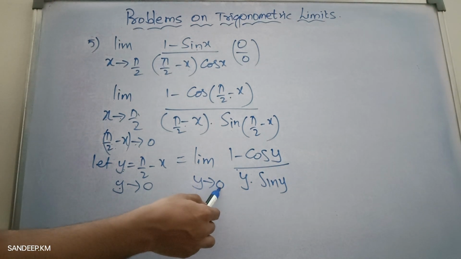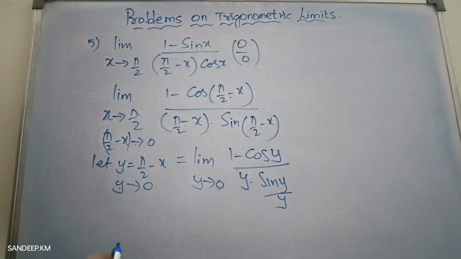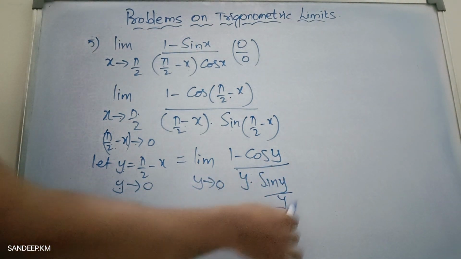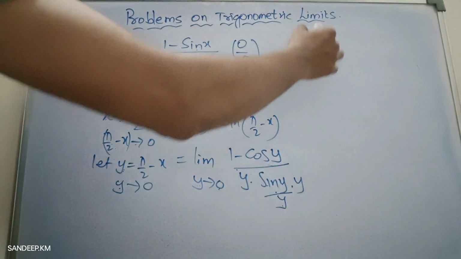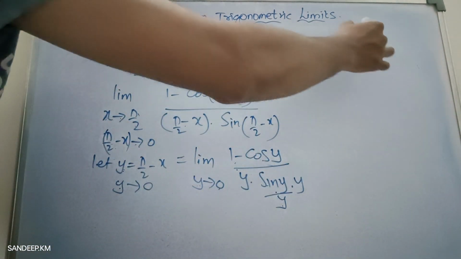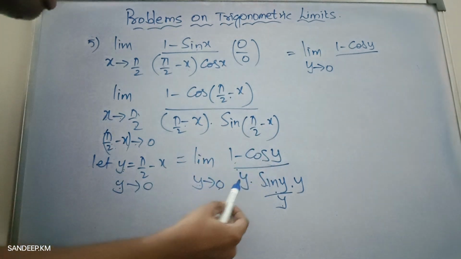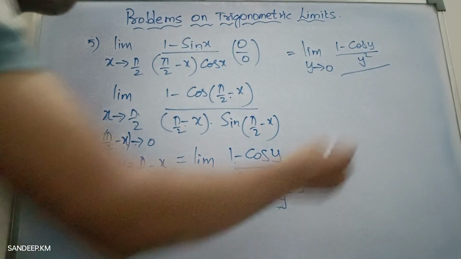When y approaches 0, if sin y is there, I would like to have y in the denominator. Why? Because this value will become 1 at this. So I divided with y, so I will also multiply with y. Next, dear students, the question becomes limit y approaches 0, 1 minus cos y divided by y into y is y square, whole divided by sin y by y. Correct?